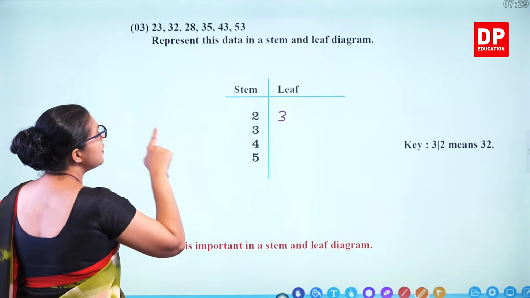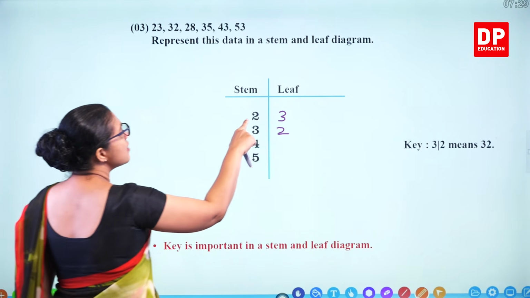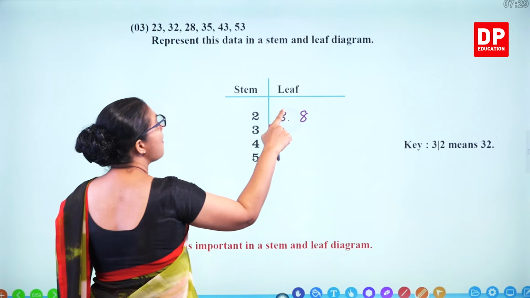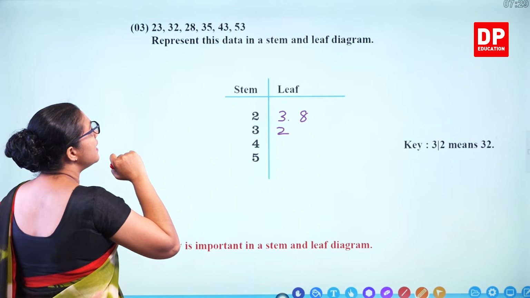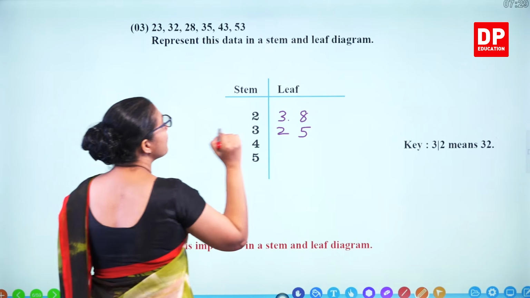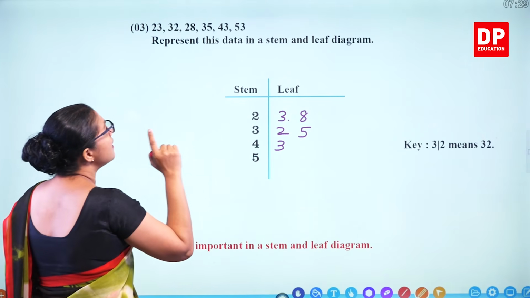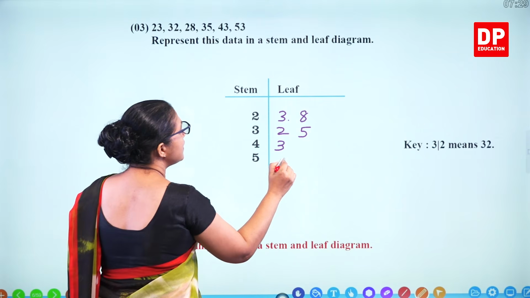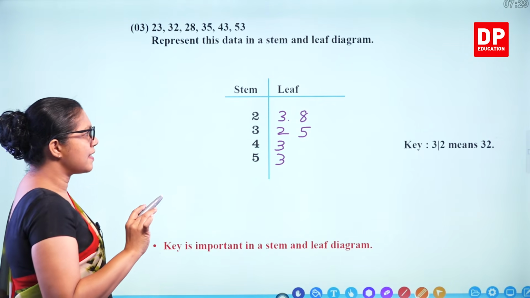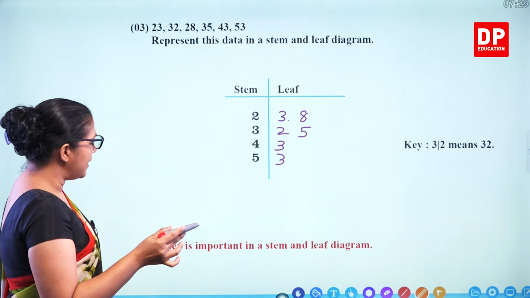Then 32, 3 and 2. 28, 2 and 8. So leave a gap between digits. 35, 3 and 5. 43, 4 and 3. 53, 5 and 3. That's the first step. So you write down the stem and leaf separately.